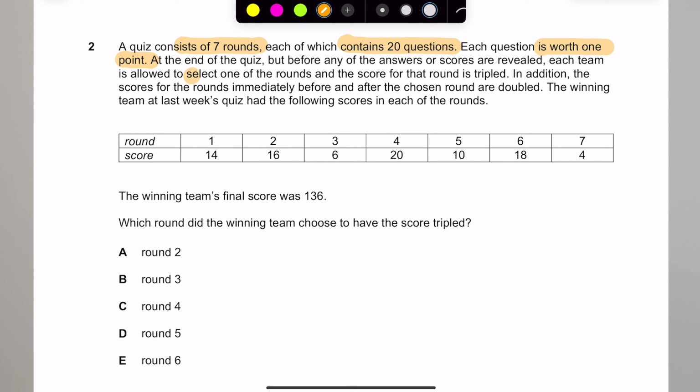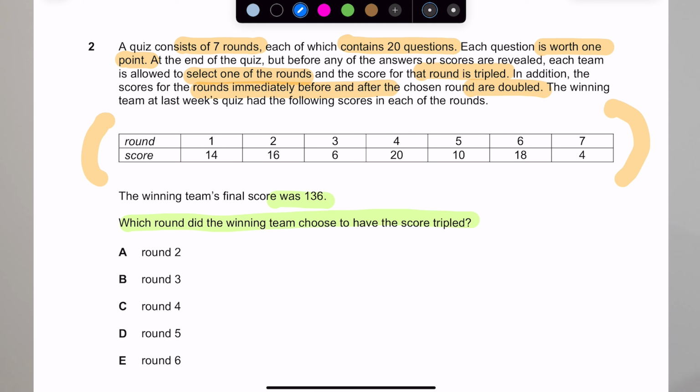But before any of the answers or scores are revealed, each team is allowed to select one of the rounds and the score for that round is tripled. In addition, the scores for the rounds immediately before and after the chosen round are doubled. The winning team at last week's quiz had the following scores. Winning team's final score is 136. Which round did we triple?